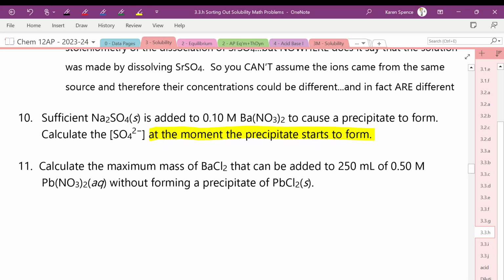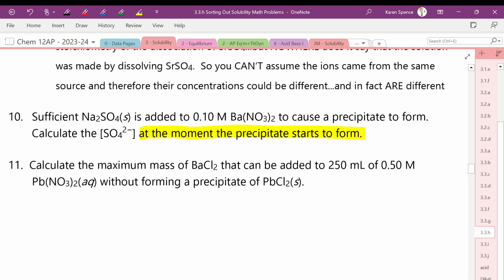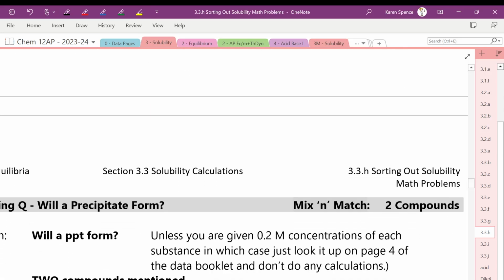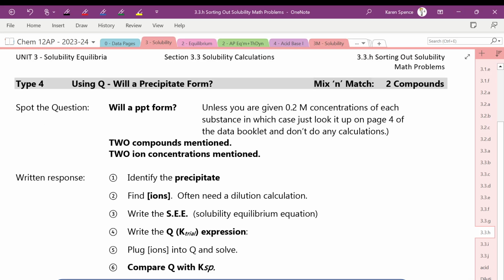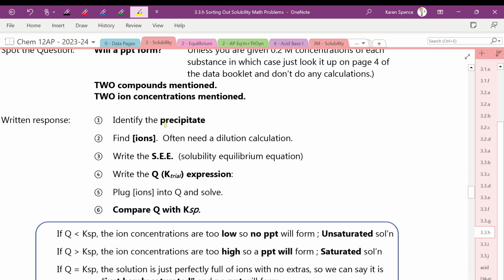What about number 11? How can you tell it's a max-min problem? Look, maximum. Or it can say without forming a precipitate. Either of those will work. Okay? Q, will a precipitate form? Again, you're going to identify the precipitate. You'll have to find the concentration of the ions because you're mixing two solutions. You will probably need to do a dilution calculation. Yes?